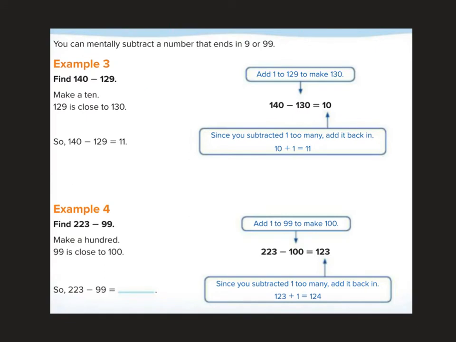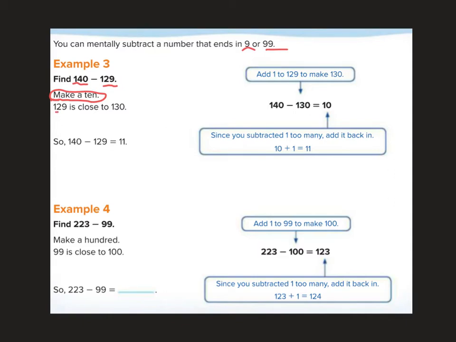You can mentally subtract a number that ends in 9 or 99. So for example, number 3, find 140 minus 129. My first thing is if I make a 10. Now, this is kind of tricky. Okay, this is really tricky to comprehend. So I'm going to introduce it to you. We'll study it again next year, because it's very tricky to comprehend. If you get it, wonderful. If you don't, that's okay too. We'll keep practicing it, okay?